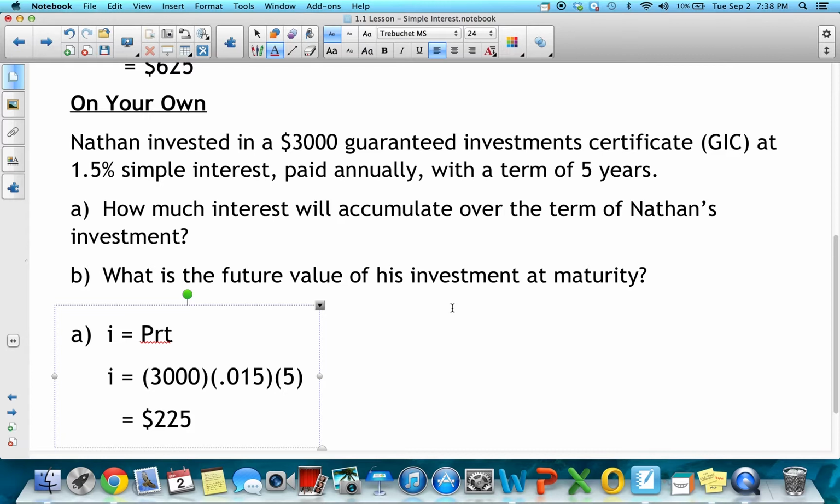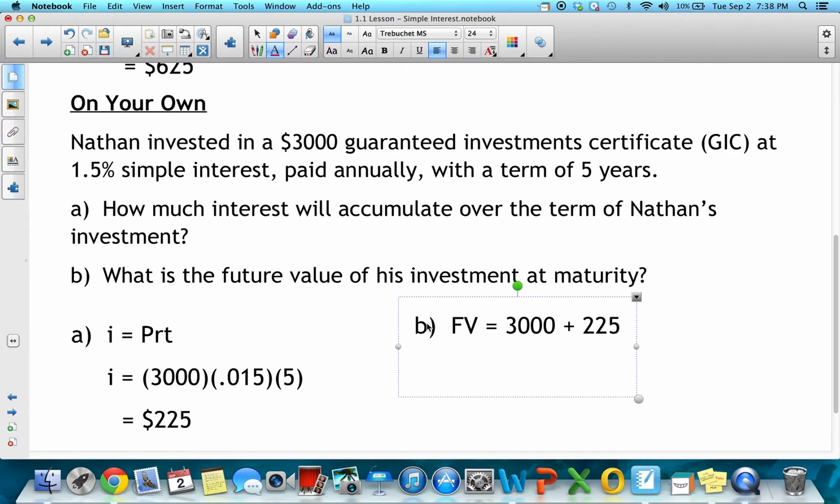Now, part B again is future value. So our future value is going to be our initial principal, which was $3,000. We're going to add our interest, which was $225, and we're going to end up with $3,225. Okay, fairly straightforward for most of you, hopefully.